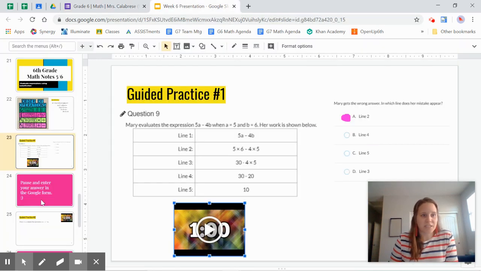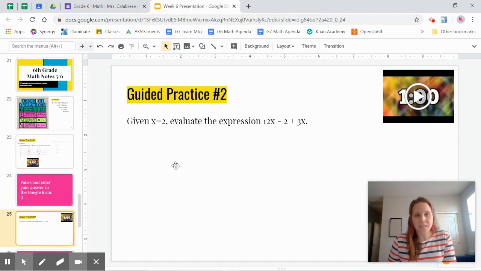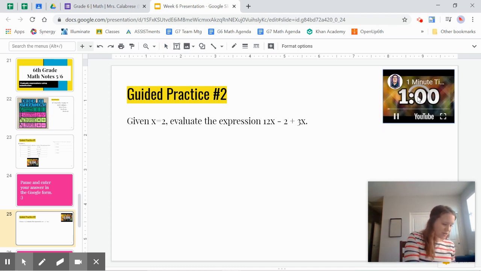Awesome. Let's move on to question 2. Given x equals 2, please evaluate the expression 12x minus 2 plus 3x. Make sure your work is on your paper. Go ahead.